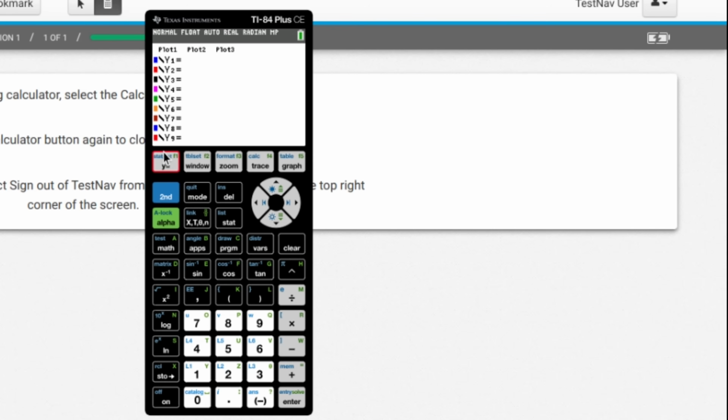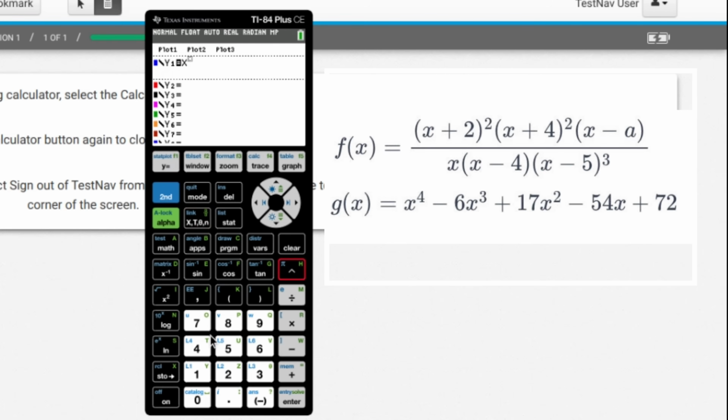So let's go to y equals and type out g of x. X is my button right there. To the fourth, make sure I go to the right to get out of the exponent, minus 6x cubed. You could do cube by doing math 3, or you could do to the third, move to the right, plus 17x.